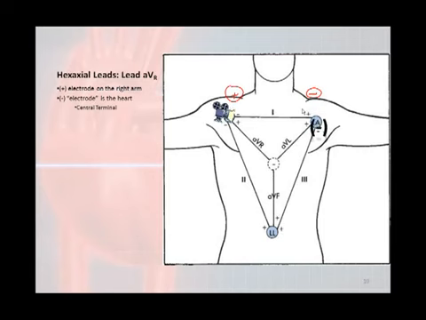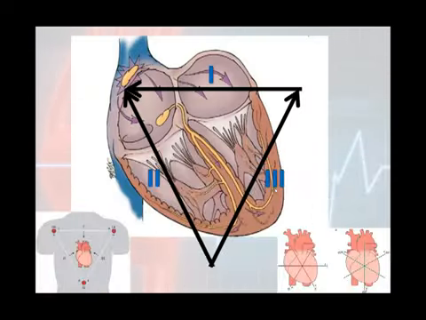So if you look at this, just by moving the negative electrode around, and the positive electrode as well, we now have 6 different views of the heart. If you were to look here, we have leads 1, 2, and 3. Now we've created an AVR, AVL, and an AVF. This is why this is the hexaxial plane. It gives us an up and down and left-right view of the heart. So what I'm going to try to do now is explain where all of these leads are actually looking.